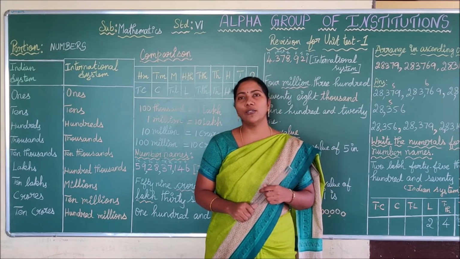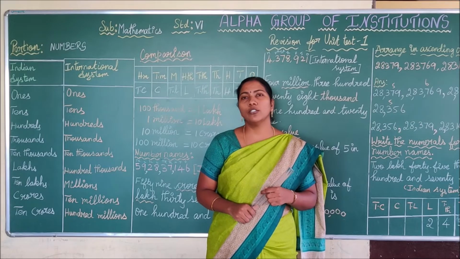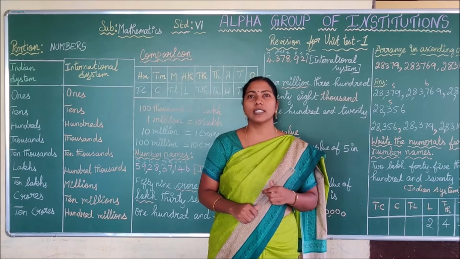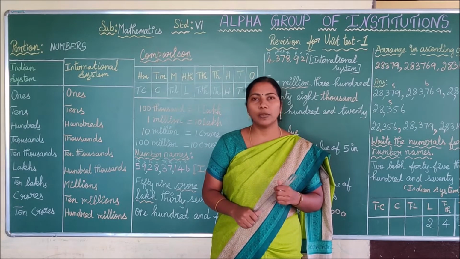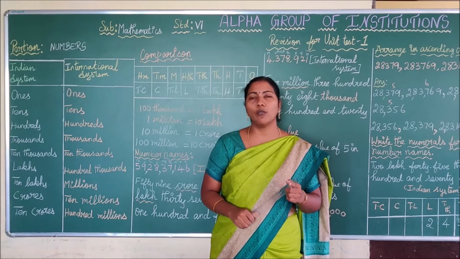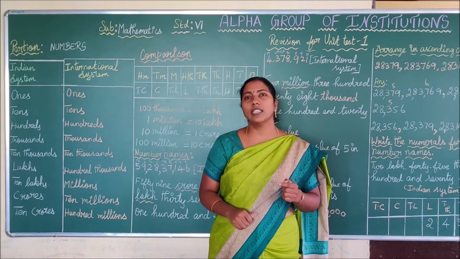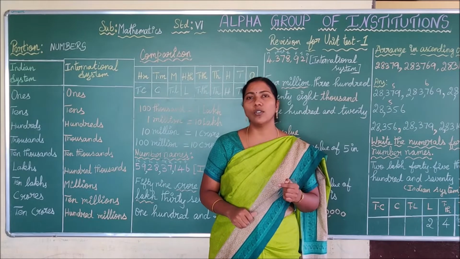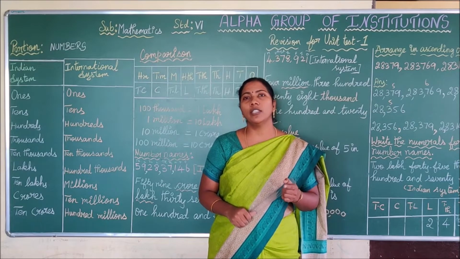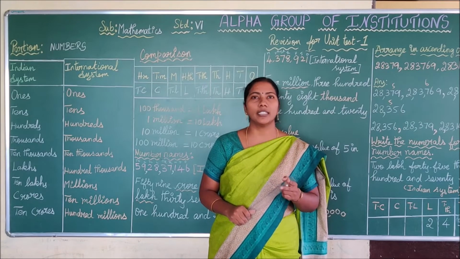You are going to write your first unit test. And what is your portion? Next portion, children? Yes, the chapter numbers. In the chapters, you have only 13 examples and only one exercise. In that exercise, you have only 18 problems. So, for unit test 1, you have to revise 13 examples and 18 exercise problems.